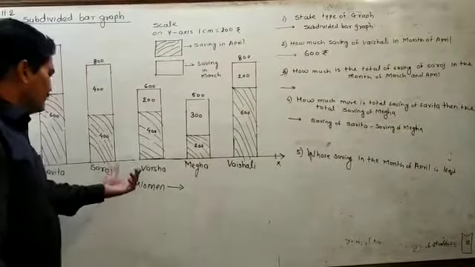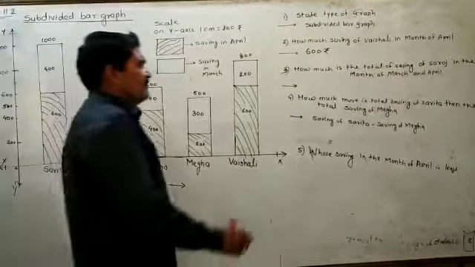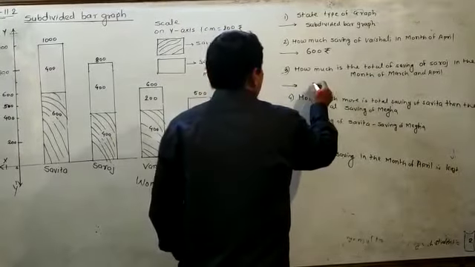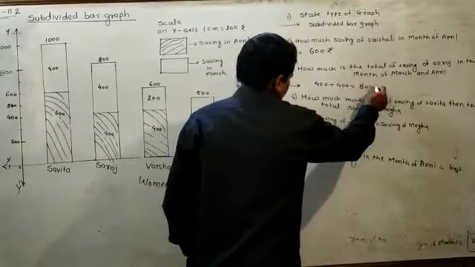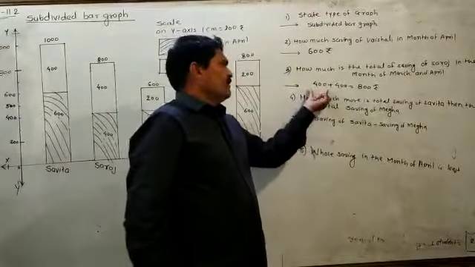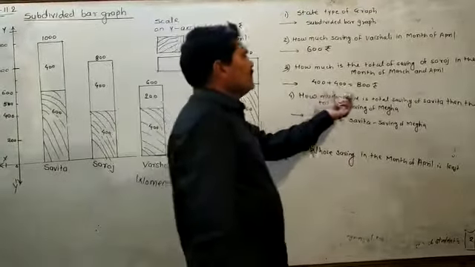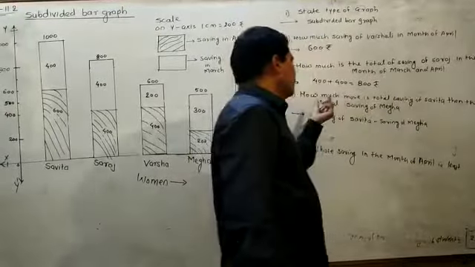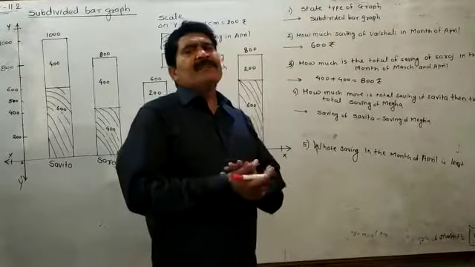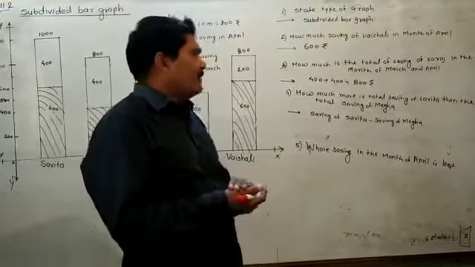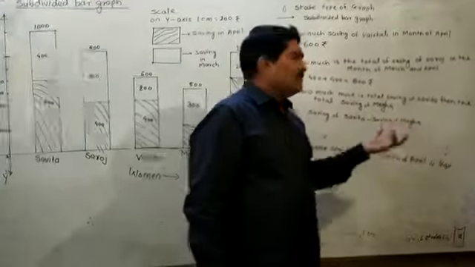Where is Saroj's saving? Saroj's total saving in both months is 800 rupees. So here 400 plus 400 is equal to 800 rupees. This saving is for the month of March and this one is for the month of April. Then how much more is the total saving of Savita than the total saving of Megha? You have to first find out the total saving of Savita and of Megha.